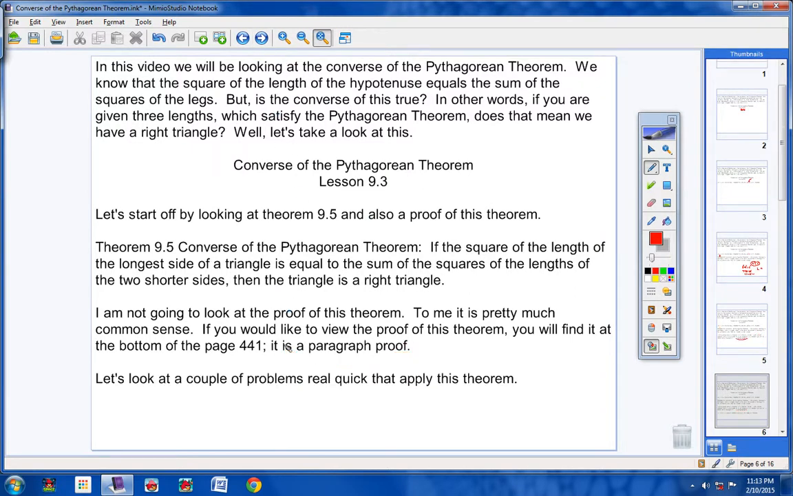Alright, now, let's take a look at a couple of problems real quick that apply this theorem. I want you to take notes on these. Please copy this in your notes. You're welcome to work ahead of me, but please listen carefully if you do that, and make sure you get the problems correct, okay? Alright, here's the first problem.